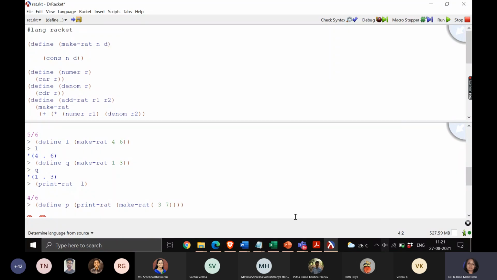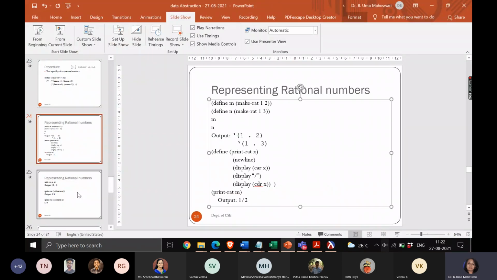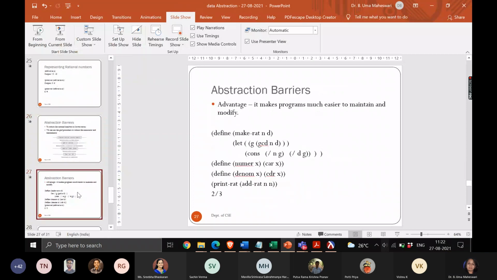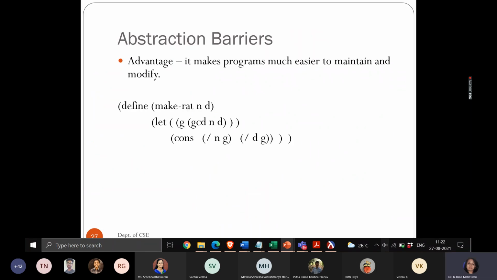And how to include a GCD part? Let us look at what line of code you will write. Take this part. This is a modified version of make-rat. The make-rat has a cons, but now what we are doing is we are going to assign a variable g for which the GCD of the given two numbers will be considered. So GCD of n and d I will find out and assign to g.